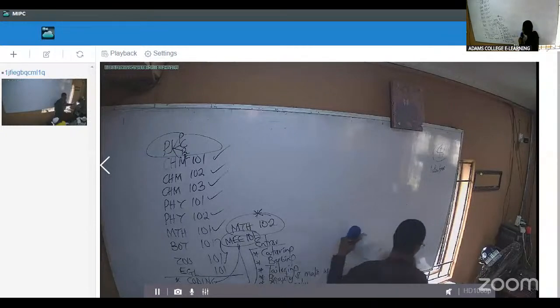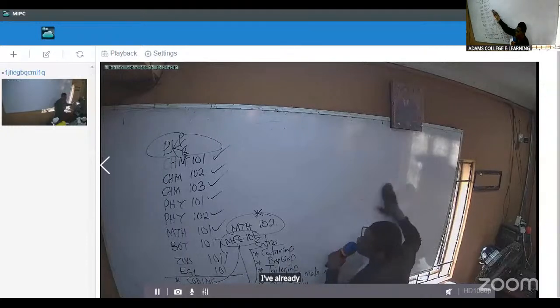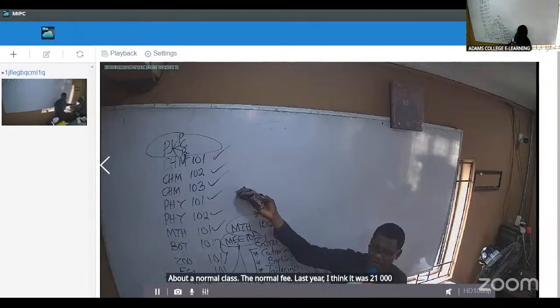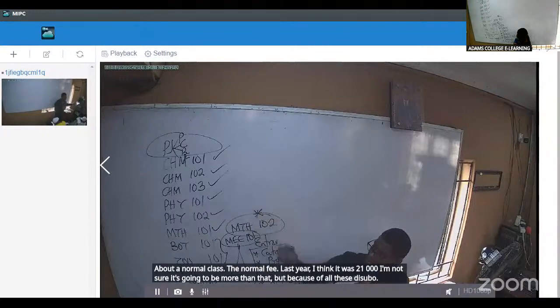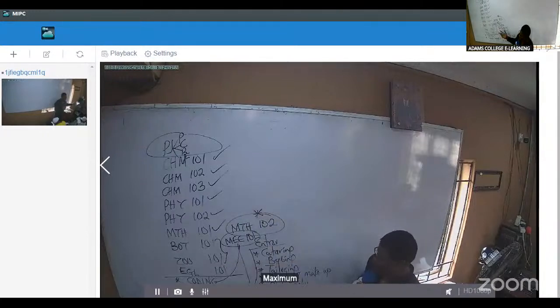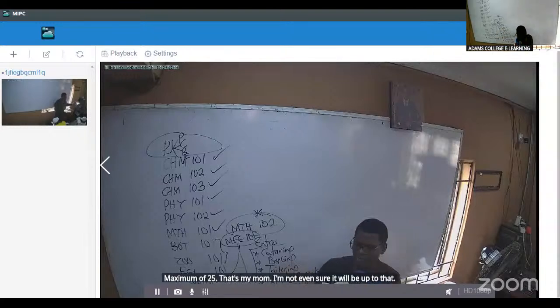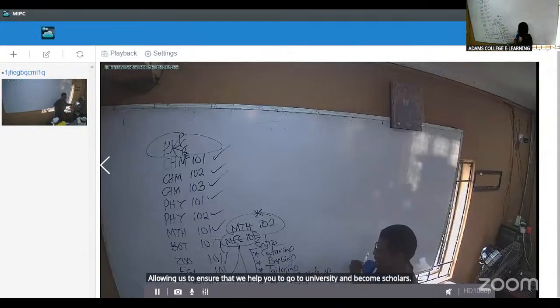Yes, all this entrepreneurship, all of them, they're all free. About a normal class, the normal fee, well, last year I think it was 21,000. I'm not sure it's going to be more than that. But because of all these changes, maximum 25. That's maximum. I'm not even sure it will be up to that. Our own is to ensure that we help you to go to university and become scholars. All these ones are free.